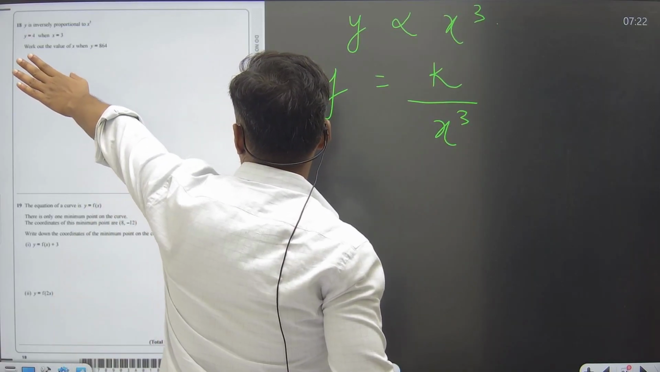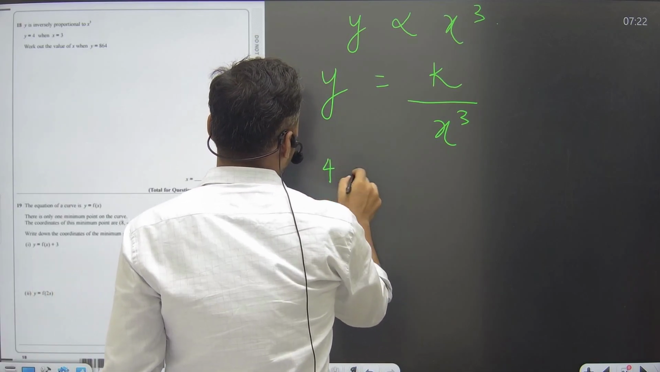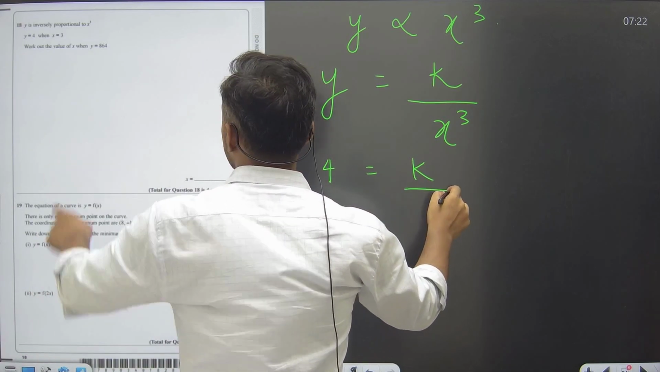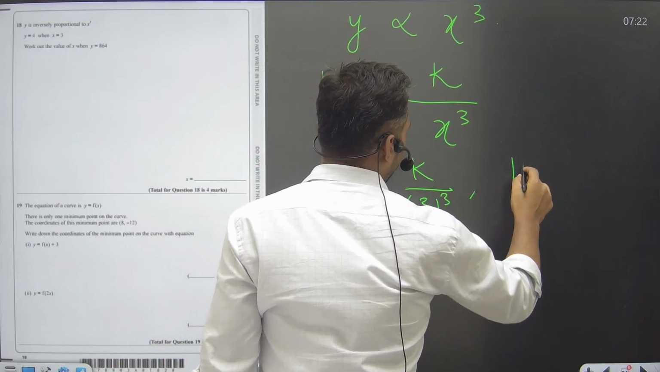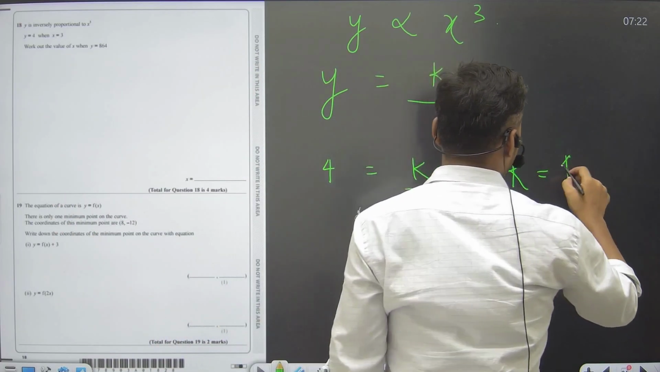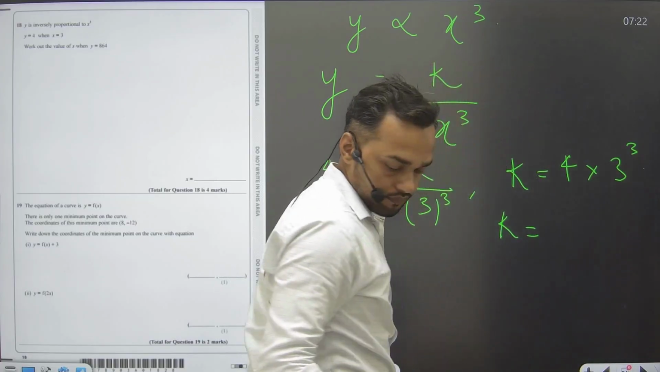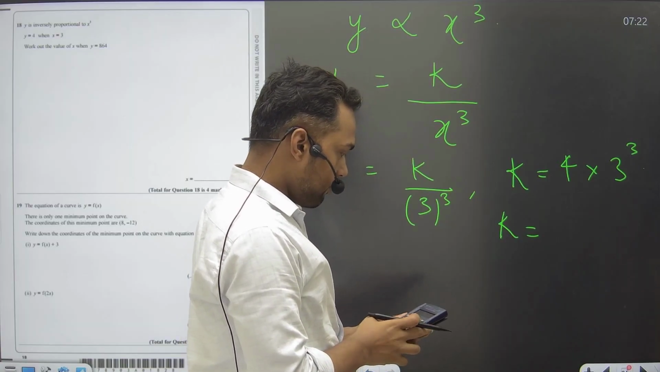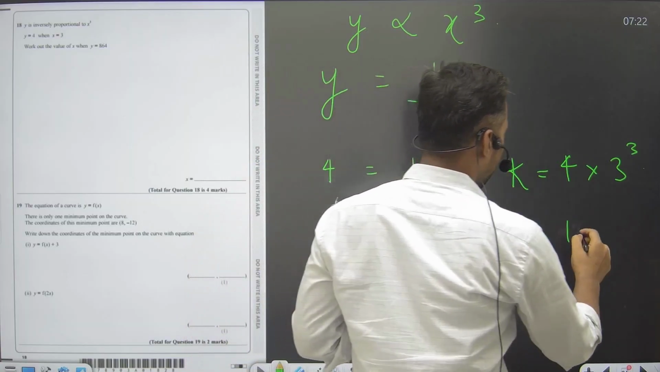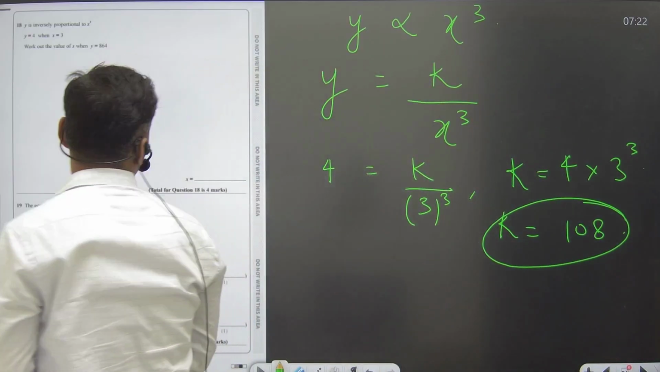Now here they have told that y is 4 when we are substituting the value of x equals to 3. So we can find the value of k here, that is 4 cross of 3 power 3, which will be equal to k. 3 power 3 will be 27 cross of 4, it equals to 108. Okay, now we have found the value of k, 108.